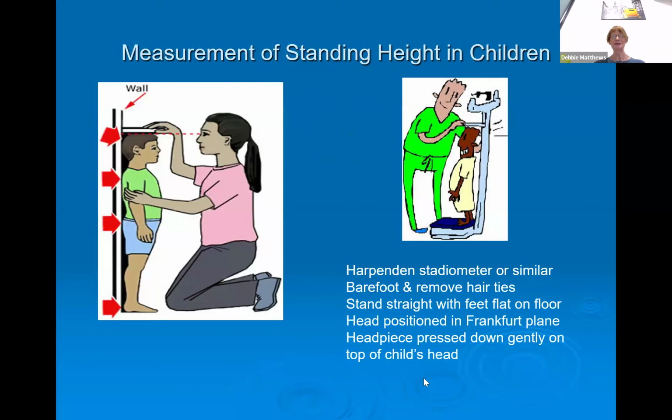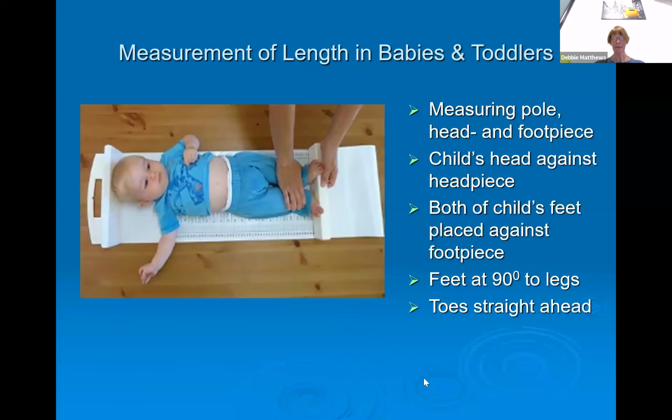So when we're measuring standing height in children, we use a Harpenden stadiometer or similar. The child should be barefoot, remove all hair ties, and they stand straight with their feet flat on the floor and their head positioned in the Frankfurt plane. The headpiece is then pressed down gently on top of the child's head and a measurement can be taken.